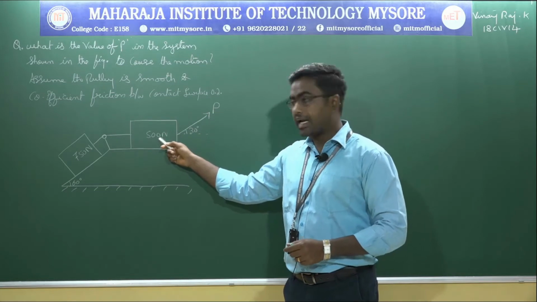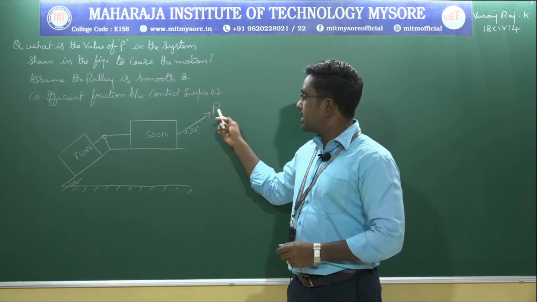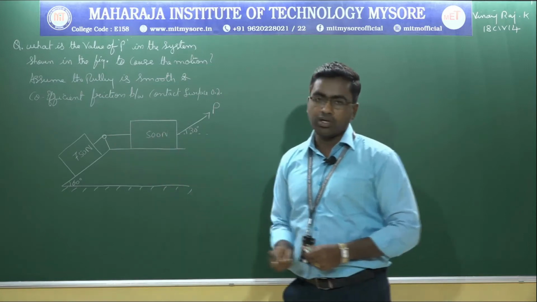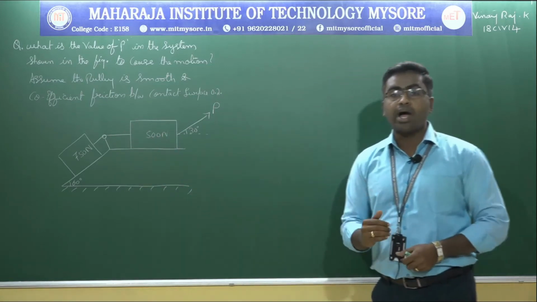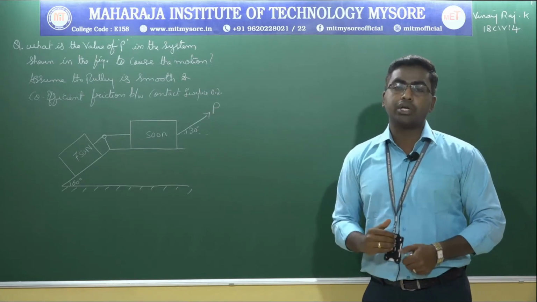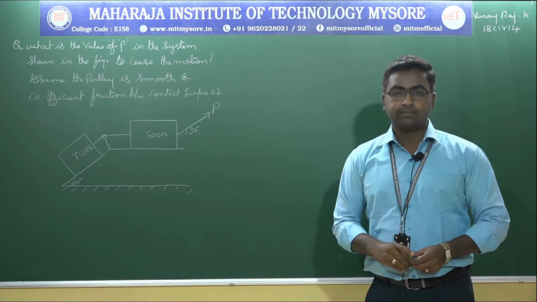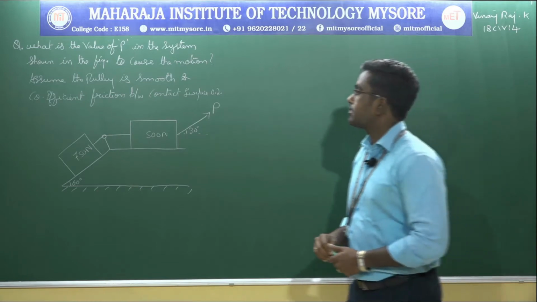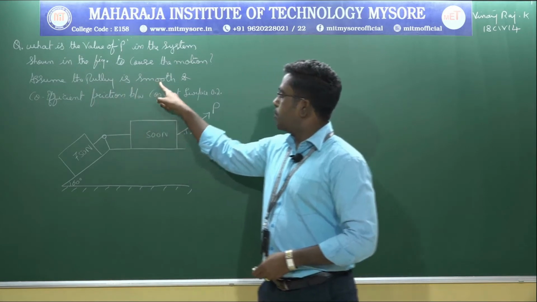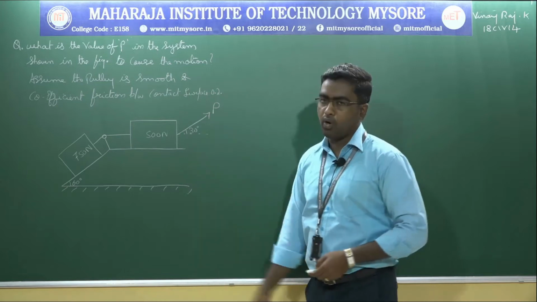So I need to calculate what is the force capital P in such a way that this force should cause the motion of these two blocks. What force is required in order for the block to move in the direction of the applied force? That is what I need to calculate here, right? So next, assume the pulley is smooth and the coefficient of friction between the contact surfaces is 0.2.